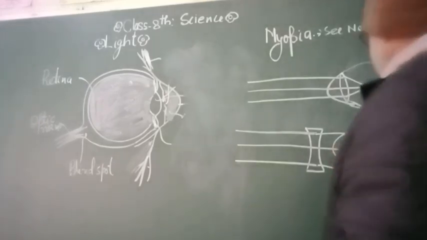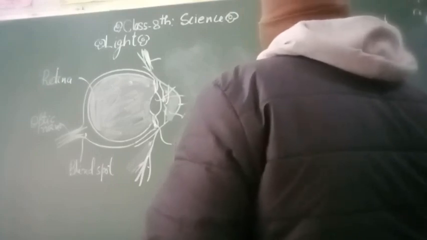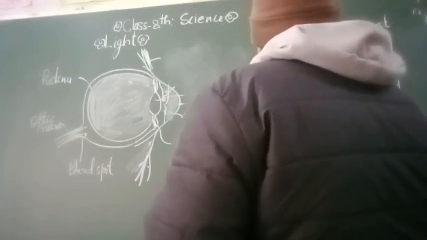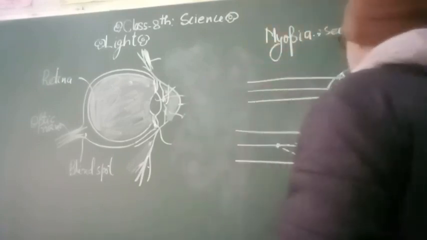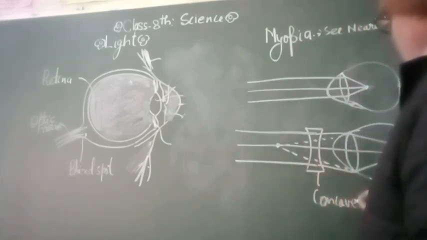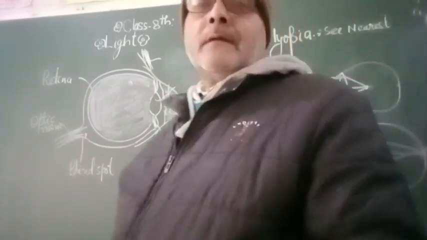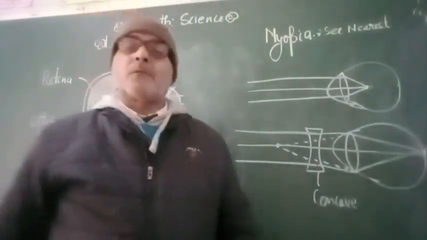Therefore, you can see here that this will be the focal point. Okay, so this will be the correction using a concave lens. Using a concave lens is the correction measure for the myopic eye. Okay, so dear students, you have to practice this.